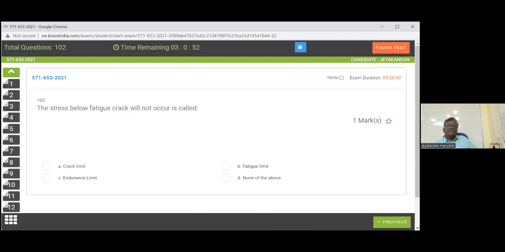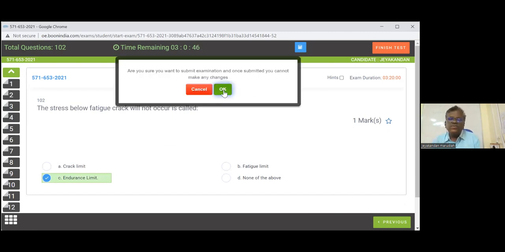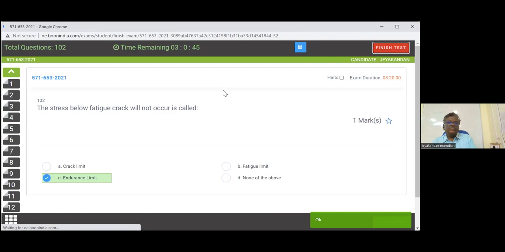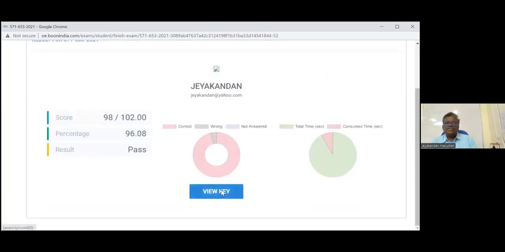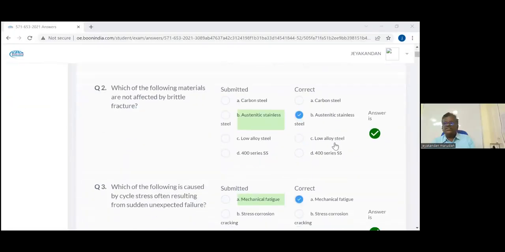Inspection cannot detect the stress below fatigue crack, will not occur, endurance limit. There may be one or two mistakes, okay, four mistakes. Okay, where are the mistakes? Let us check. Only the last, the sulfuric acid, there may be mistakes. Here there is a mistake.